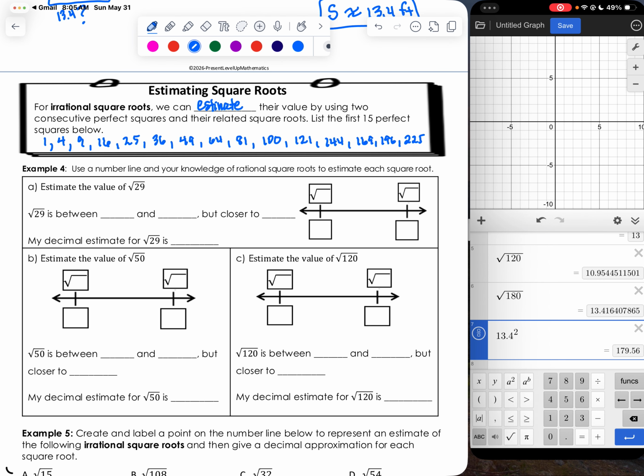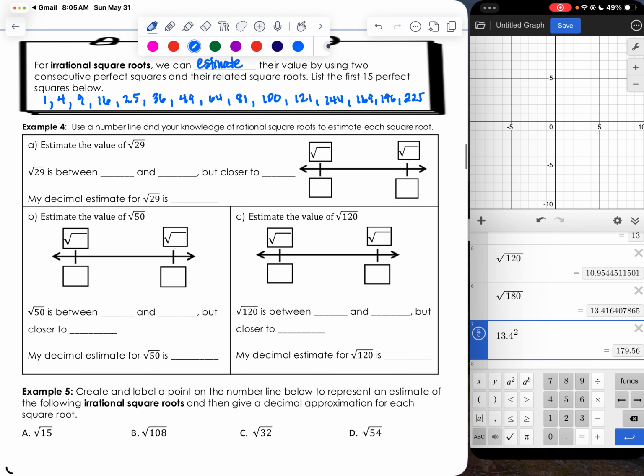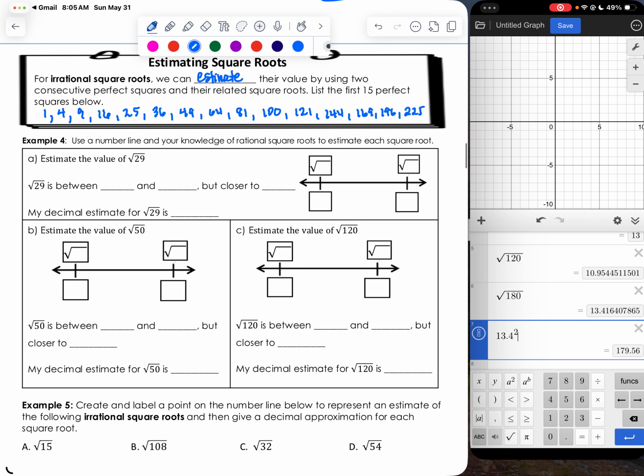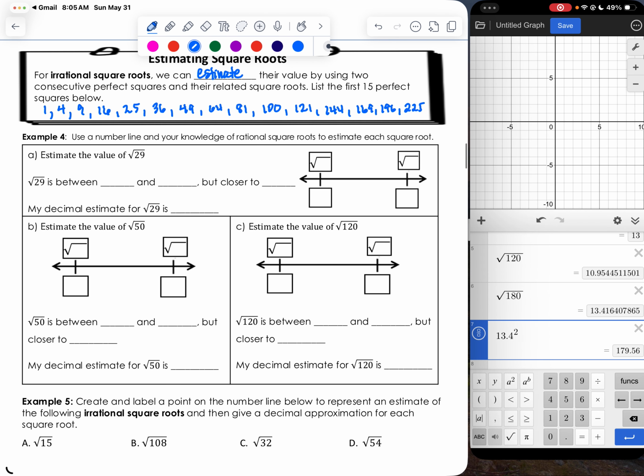Now, we're going to use these perfect squares to help us find the value of square roots that are not perfect squares. So look at example 4. Use a number line and your knowledge of rational square roots to estimate each square root. So in problem A, they want us to estimate the value of square root 29. So what you're going to do is look in the list we just made, and I want you to find a perfect square that's just a little bit smaller than square root 29.